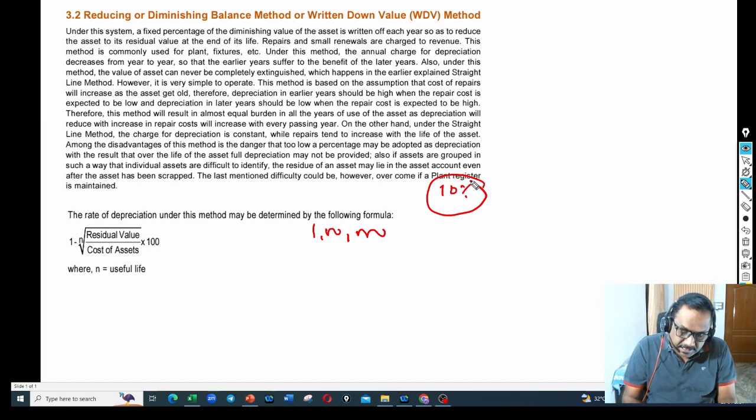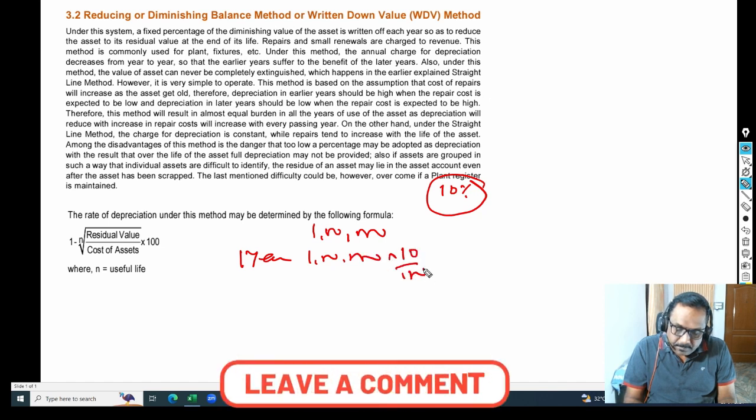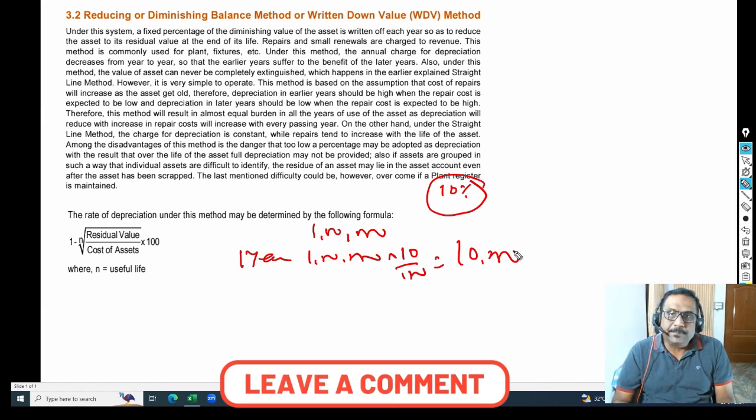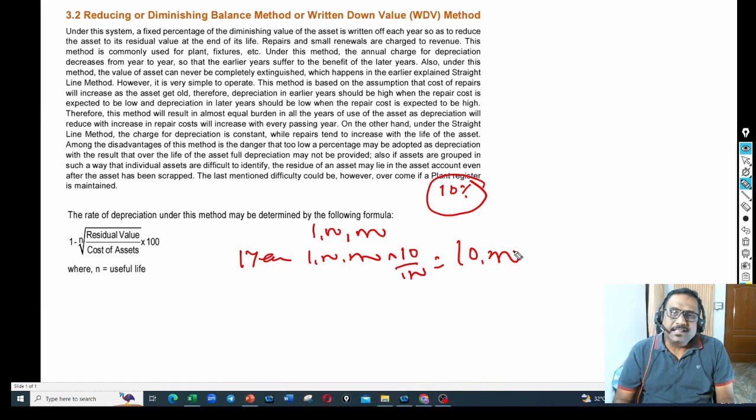So, first year, what do we do? 1 lakh into 10%. That will be 10,000. First year, depreciation is going to be 10,000. How did we calculate? 1 lakh into 10 by 100 equal to 10,000.